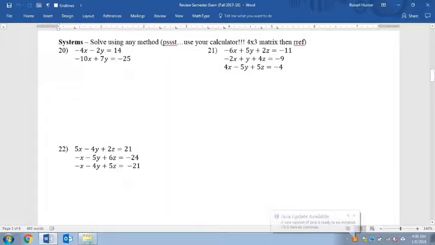Okay, this is the math model, the Algebra 2 review, matrices. Alright, here's the deal. You're going to see quite a few of these on the test. You have to be able to do these using a matrix, because you have to be able to do them quickly. Okay, so here we go.